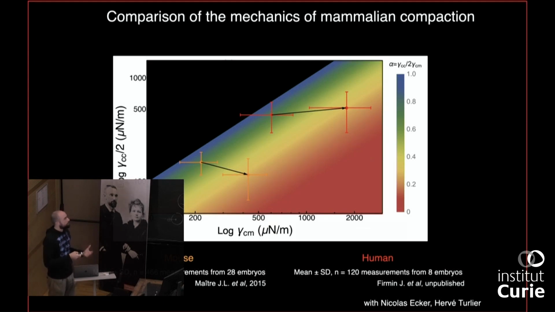And now if you start to consider what would be the fastest way to compact, you can think maybe this is the shortest path. So a mix of decreasing gamma CC and increasing gamma CM. And neither the mouse or the human would be following this potential shortest path, but clearly the human embryo is not as close as the mouse one. So it looks like we are less efficient at compacting than the mouse embryo. Why that is, whether that's important, I don't know. But that's just something we see.